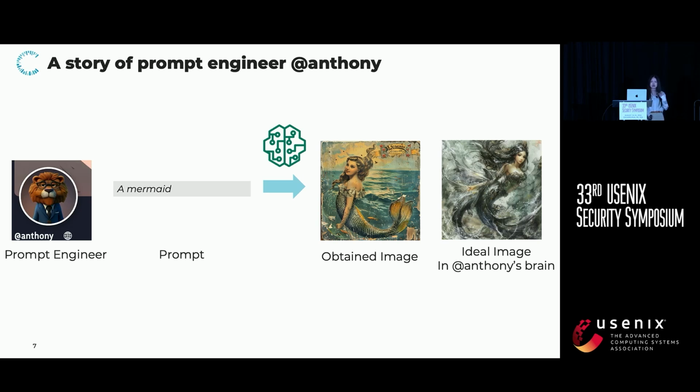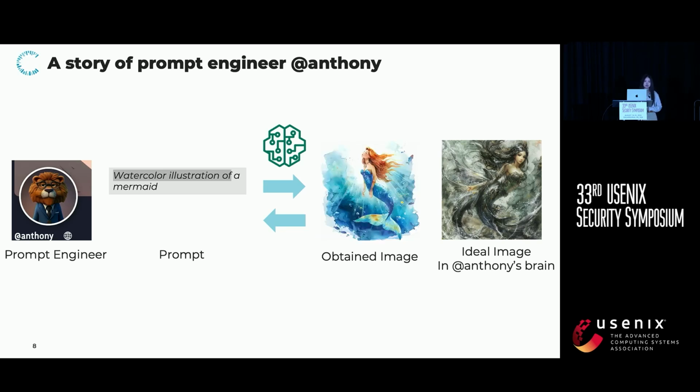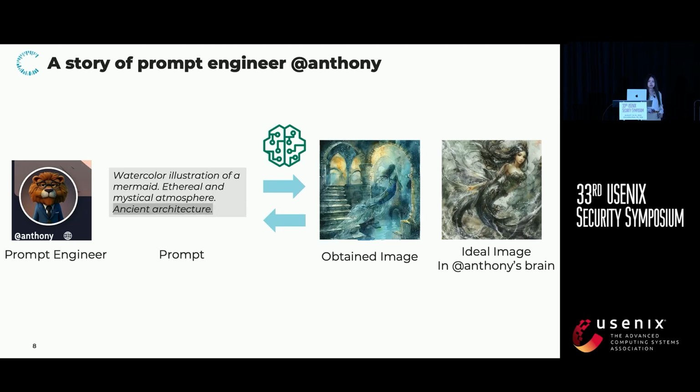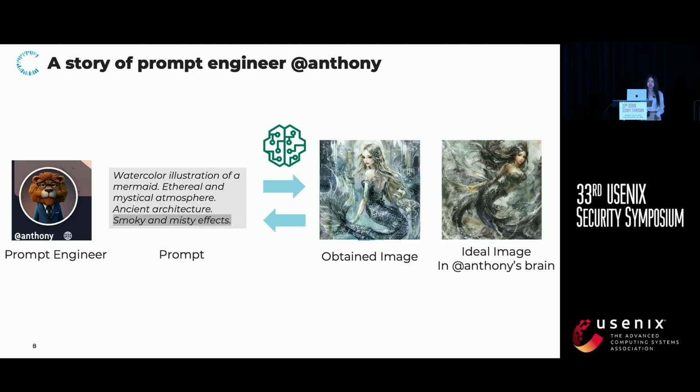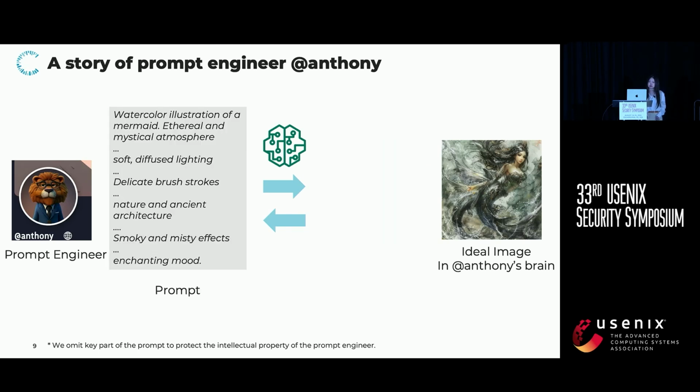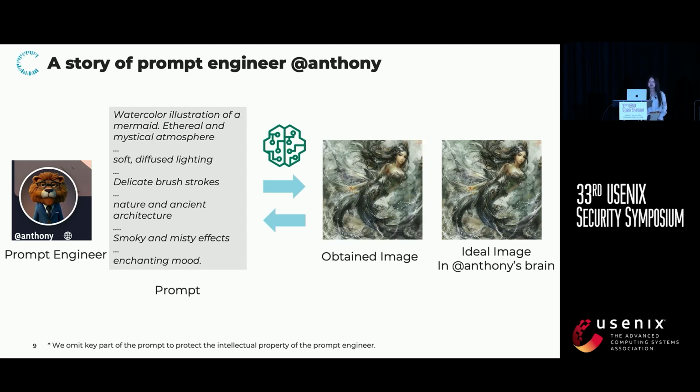So he tried to add more modifiers based on his experiments. So he can restrict the painting style, which we can see is a watercolor illustration, and results become better. And he can do more things, like he can add more modifiers, like he can set the atmosphere, the background, and the effects. You need to try lots of combinations to figure out the right prompt. So after several days of hard work, finally, Anthony figured out this prompt that can be used to generate this image in his brain.